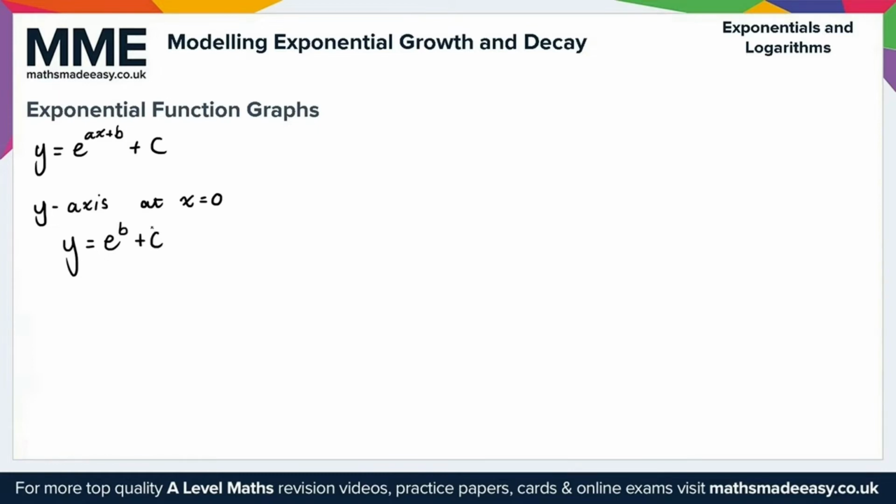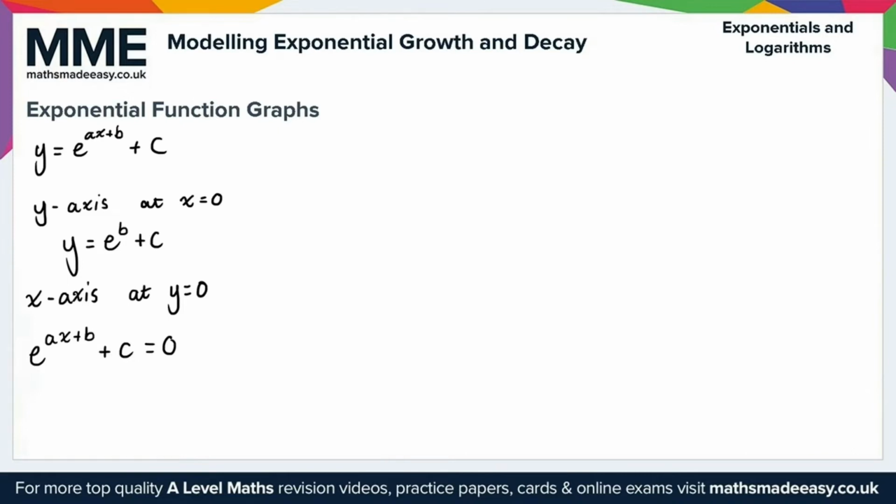And for the x-axis, this is at y equals 0. So the x-intercept is at e to the ax plus b plus c equals 0. And this is simply an equation which we know how to solve. But note here that if c is greater than 0, the graph does not cross the x-axis.